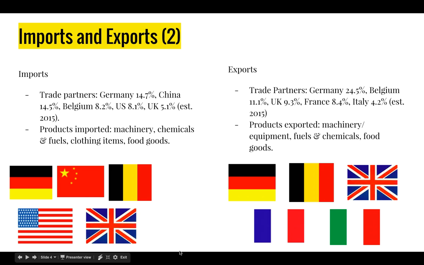Exports. Exports are what other countries buy from us and we send them off. Trade partners are Germany at 24.5%, Belgium at 11.1%, the UK at 9.3%, France at 8.4%, Italy at 4.2%. Products exported are machinery equipment, fuels and chemicals, and food goods. Again, to the bottom are the flags of our 5 major trade partners: Germany, Belgium, the UK, France, and Italy.